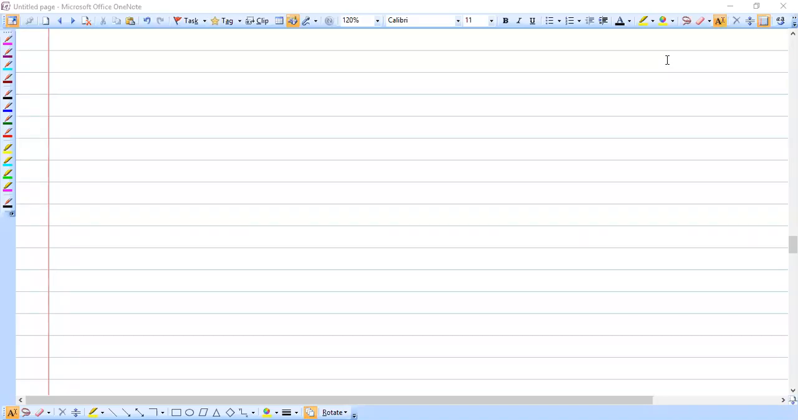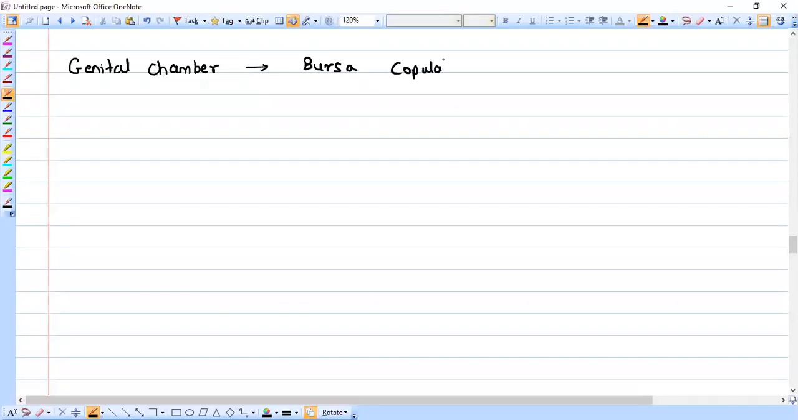The other name for genital chamber is also bursa copulatrix. It is the female organ for mating basically. Let's talk about that gonapophysis. Some important points have to be kept in mind: the genital chamber of the female is given another name also. It is called bursa copulatrix.